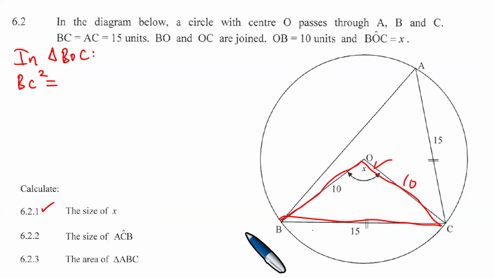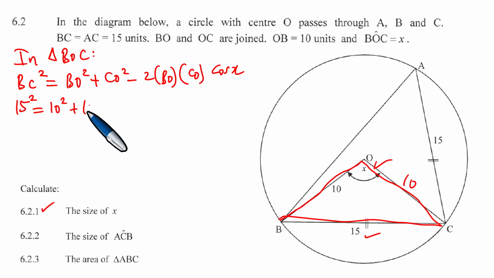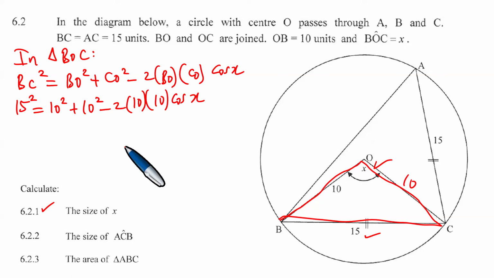So now we want to find BC squared. BC squared is equal to BO squared plus CO squared minus 2 BO CO cosine x. What is BC? 15. Because BO is 10 squared, CO is also 10 squared, minus 2, BO is 10, CO is 10, cosine x.